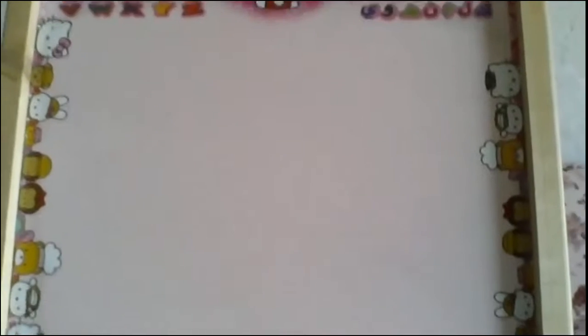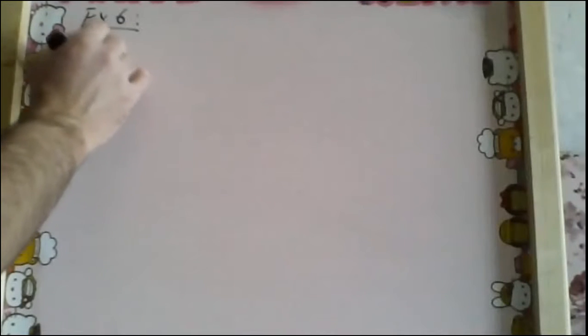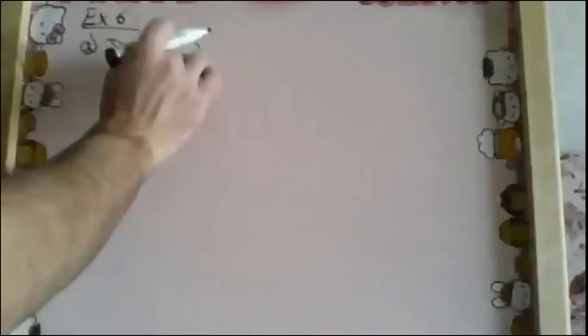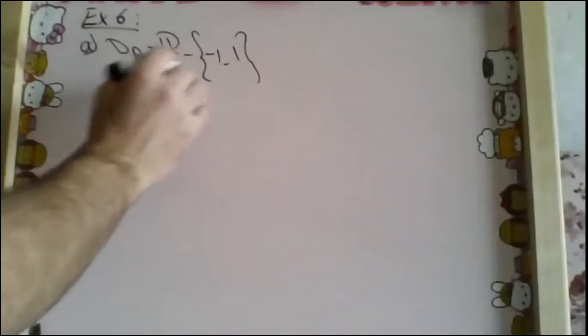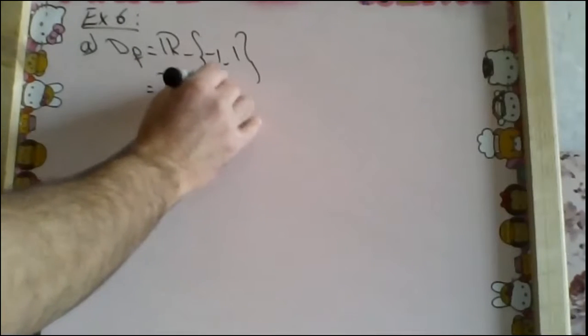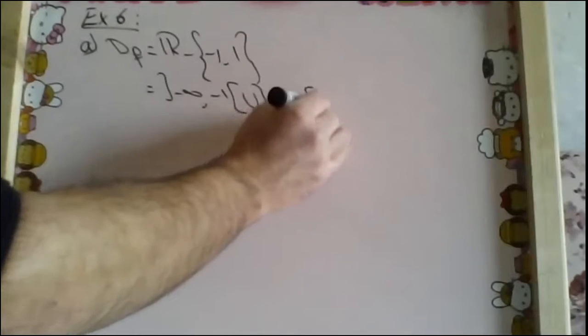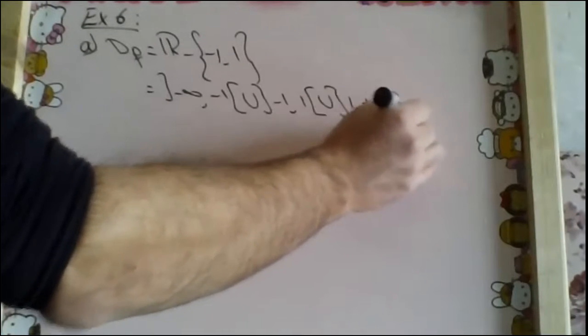Exercise number 6 in the worksheet. Exercise 6, part 1, part A. In part A, we said that the domain is only numbers except -1 and 1. So you can write it as R except -1, 1, or you can write it as (-infinity, -1) union (-1, 1) union (1, positive infinity).